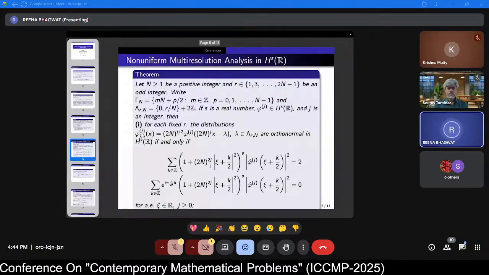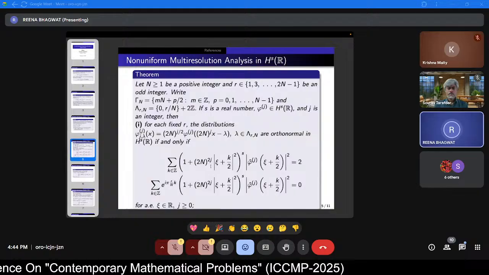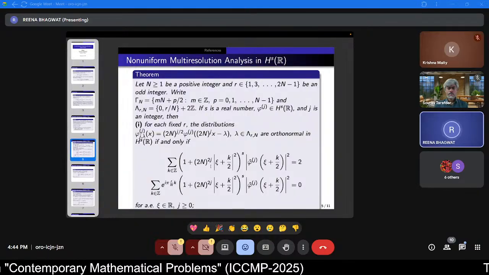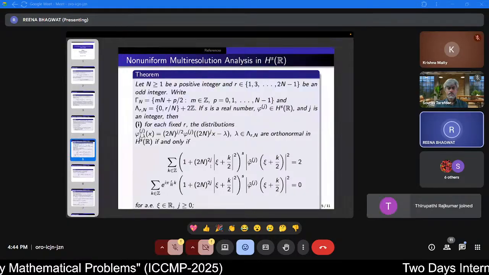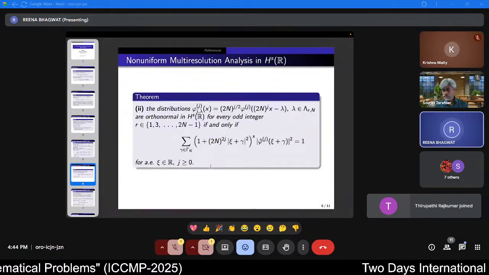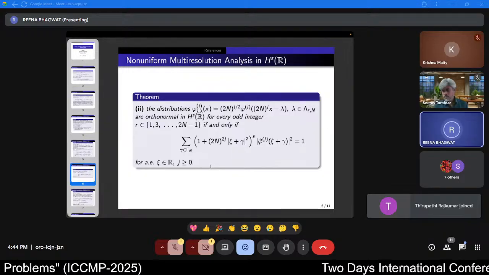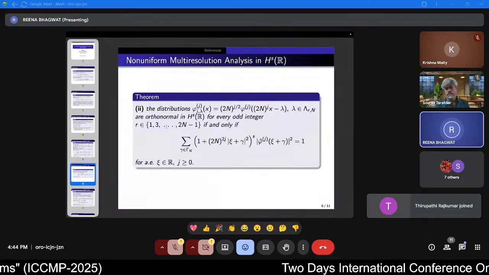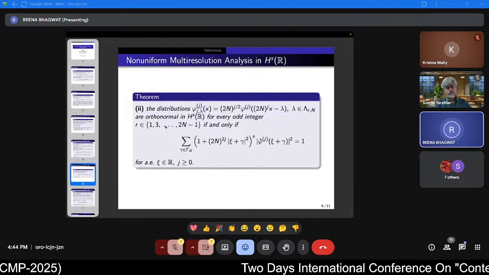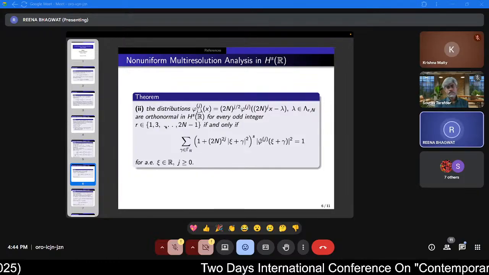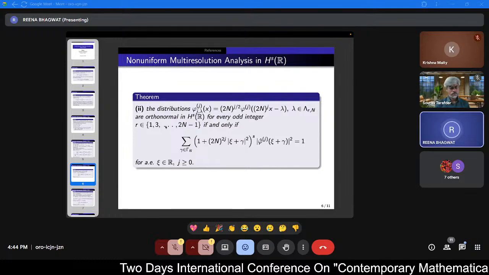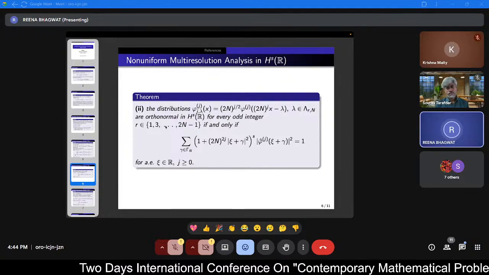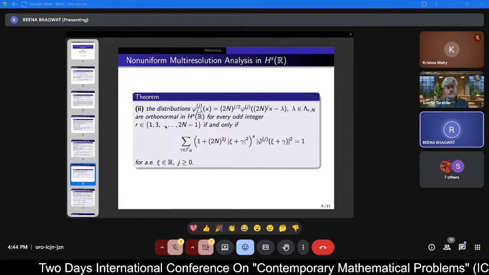Next, in this theorem, we have two conditions for the orthonormality of this distribution. In the next theorem, we have combined these two conditions into a single condition. In this theorem, the result is like this: the distributions phi j lambda are orthonormal in the Sobolev space for every odd integer if and only if this condition is satisfied.